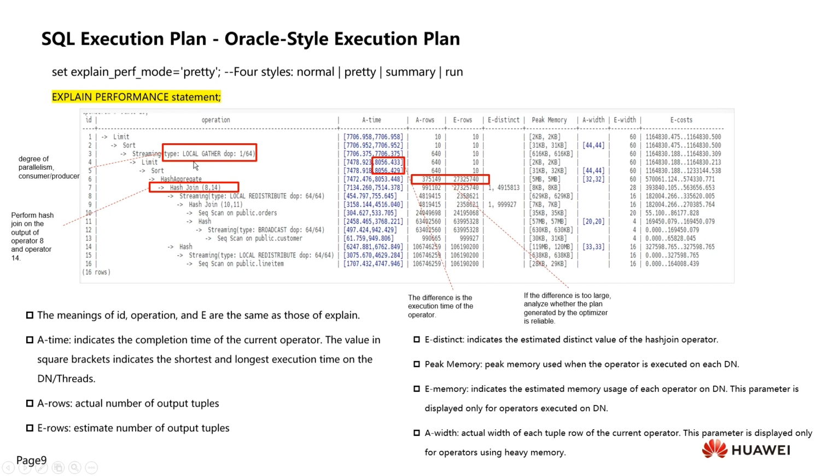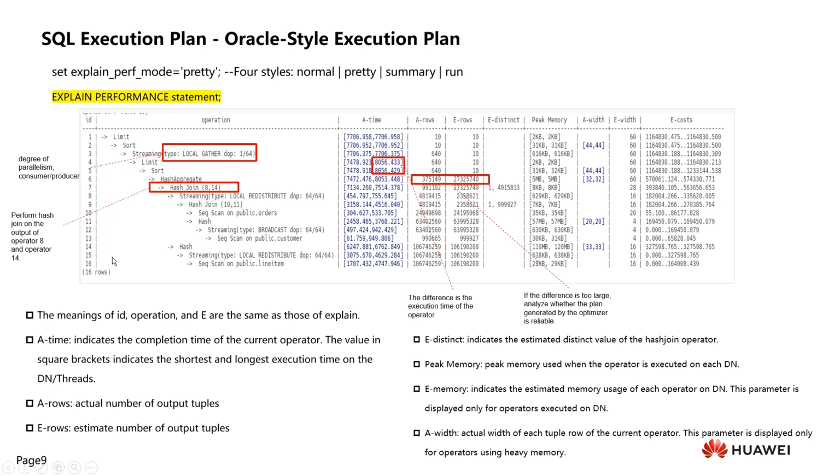On line 3, we have a streaming type of local gather, and the local gather means that the job is done in parallel. Here the degree of parallelism is 64. On line 7, we have a hash join operator, and in the brackets, we have 8 and 14. These are the IDs of other operators, meaning that the hash join operator is taking results from line 8 and line 14 as the inputs.